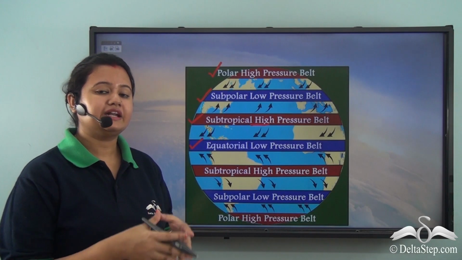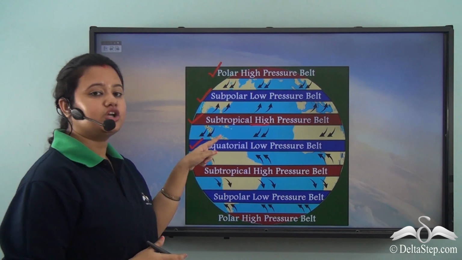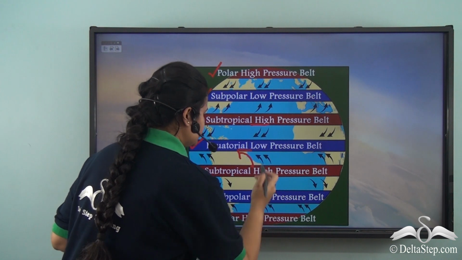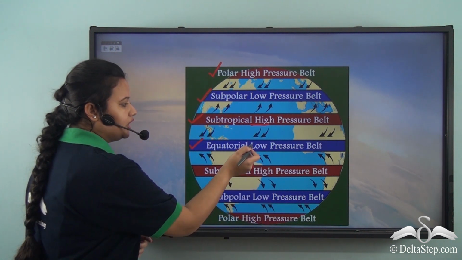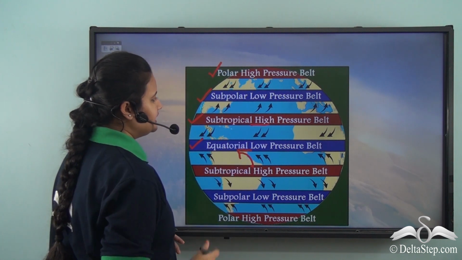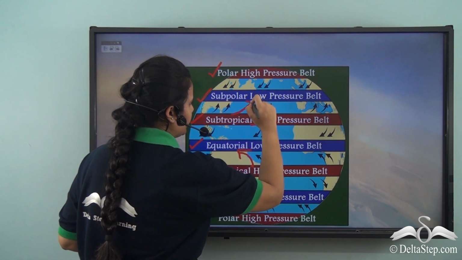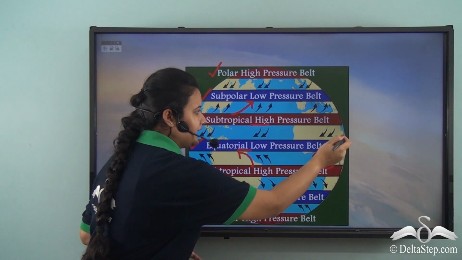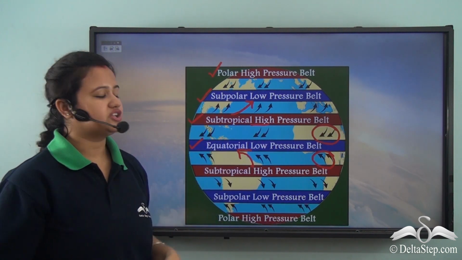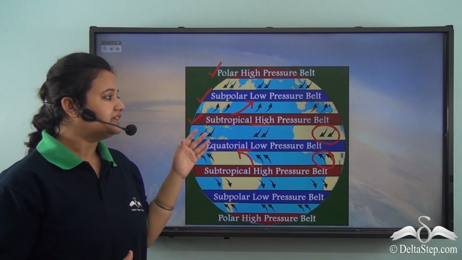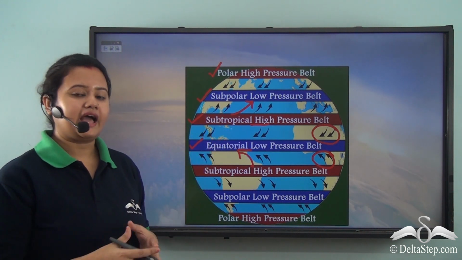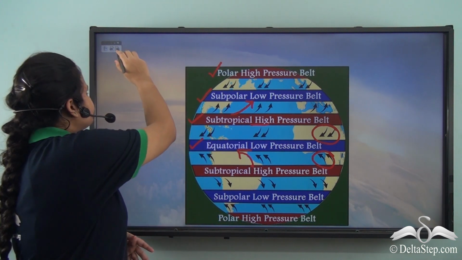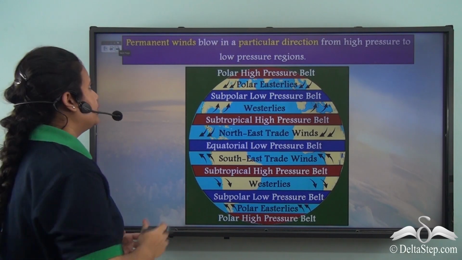Now, I also mentioned that wind always blows from a high pressure region to a low pressure region. We can see here that the wind flows in this direction, from a high pressure region to a low pressure region. Again, let's check this one. Here also we can see that the wind flows from a high pressure region to a low pressure region. So these arrows in the picture show the direction in which the winds blow, and these winds are active throughout the year and follow a specific direction. Well, do you know what these winds are called? These winds are called permanent winds.